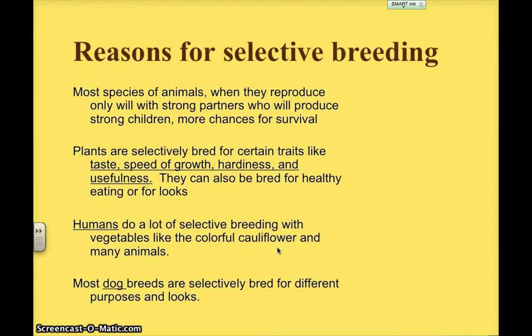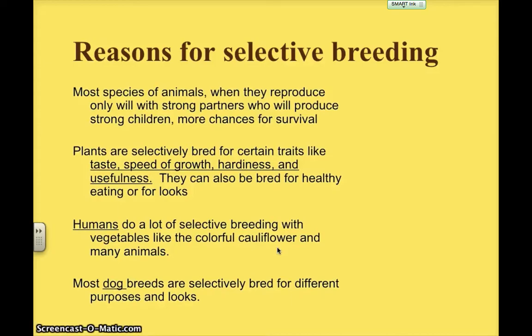So some reasons for selective breeding. Most species of animals will have offspring that are the strongest possible. And as long as those offspring are strong, as we'll learn in the unit on evolution, they have a better chance of survival. When we talk about plants, usually we're choosing for taste, speed of growth, hardiness, how strong they are, and how useful they are to the human population. If we can make more money off of them, we're more likely to selectively breed for that plant.